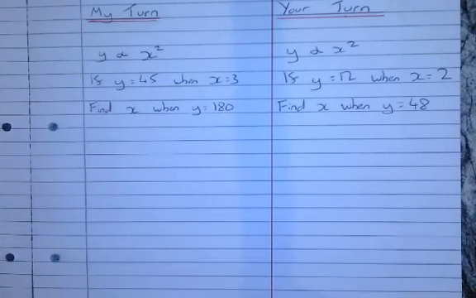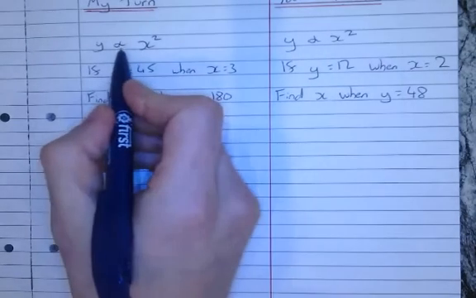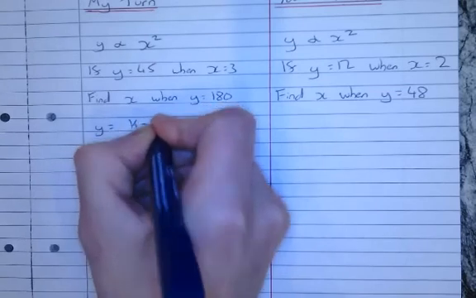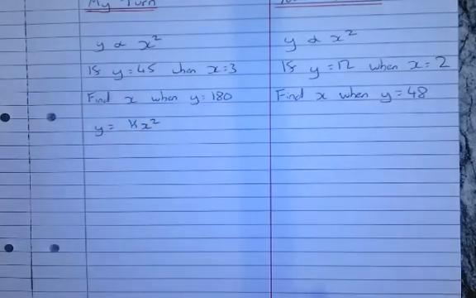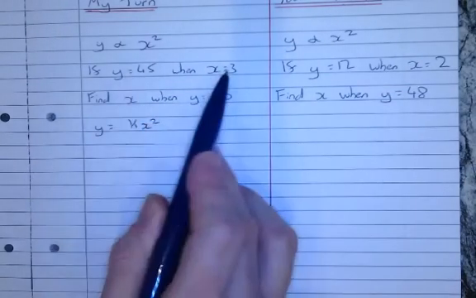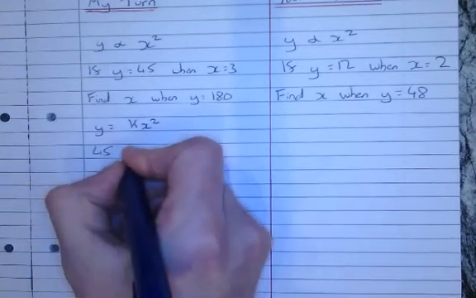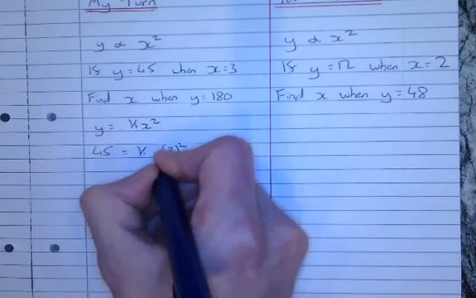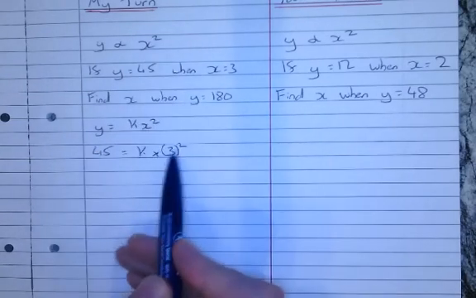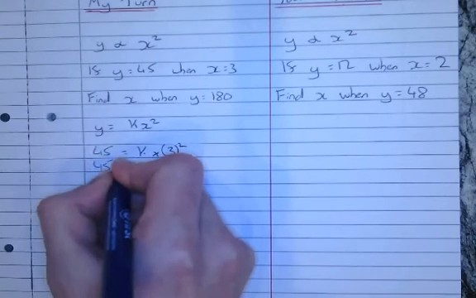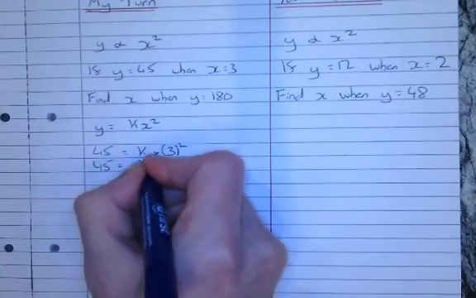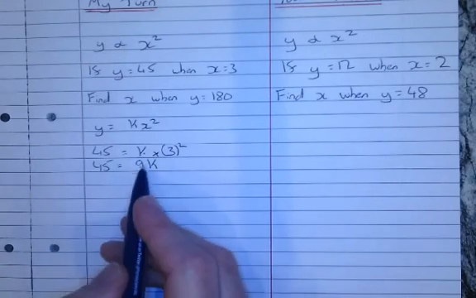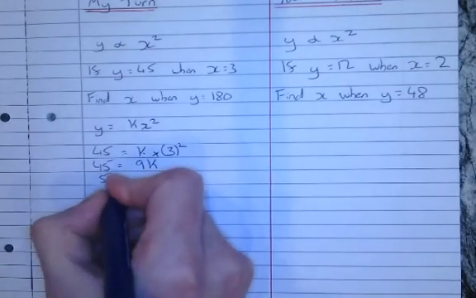Okay, so all I'm going to do first is rewrite this as y equals kx squared. And now I'm going to put my values in. So that means 45 equals k times 3 squared. This is where the square changes things. So what you need to work out is 3 squared first of all. So 45 equals k times 9, or 9k. Okay, just solve for k then. So divide out the 9. So 45 divided by 9 is 5. So 5 equals k, or k equals 5.